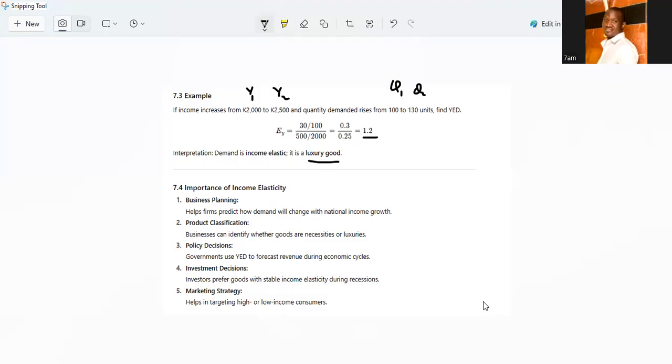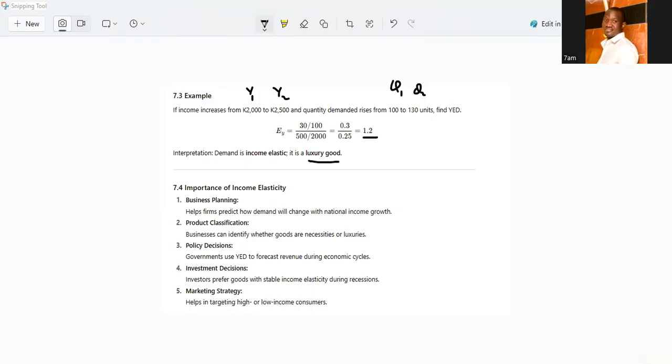The importance of income elasticity is that it is used for business planning. It helps firms predict how much demand will increase with national income. It also helps in product classification, identifying whether it's a necessity or a luxury. In terms of policy decisions, government will use income elasticity to forecast revenue during economic cycles. For investment decisions, most investors will prefer goods with a stable income elasticity during recessions. For marketing strategies, it helps target high or low income consumers. So this is about income elasticity.